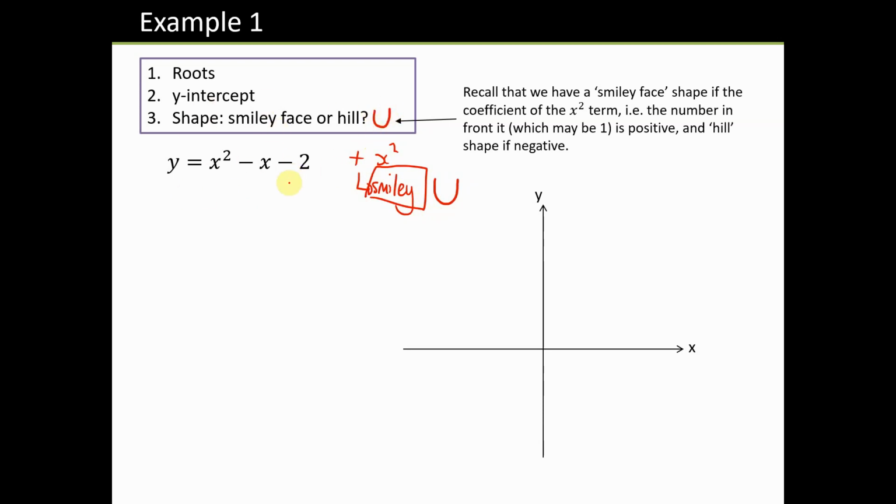Well, what is the y-intercept? The y-intercept is just this number at the end. So the y-intercept is going to be minus 2. We can even tick that on our graph. It's going to cross here at minus 2.